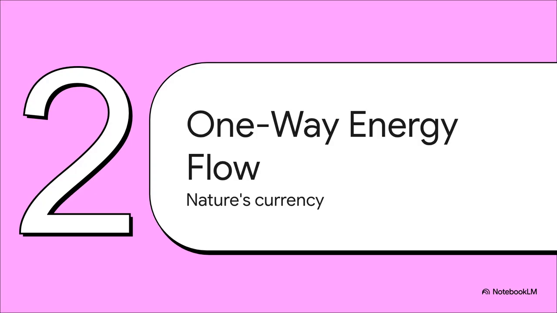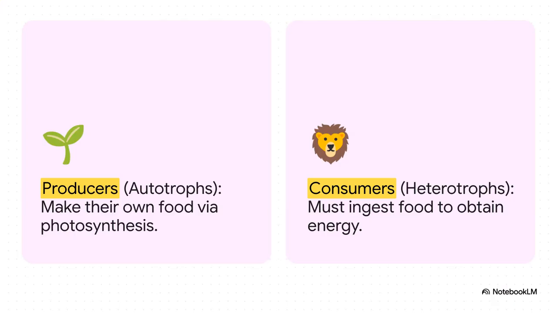Moving on to Section 2, the one-way energy flow. This is nature's currency. In our natural economy, energy is the ultimate currency. But here's the thing, it's never recycled. It only flows in one direction, strictly governed by the inescapable laws of thermodynamics. Notice how the workforce is split up to handle this? At the base, we've got the producers, or autotrophs. These are your plants, algae, certain bacteria, and they literally mint the currency straight from sunlight, using photosynthesis. They convert light energy into chemical energy stored in glucose.